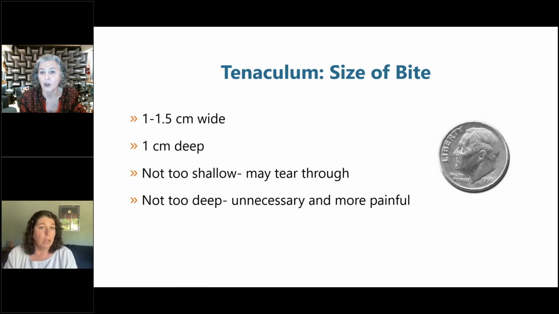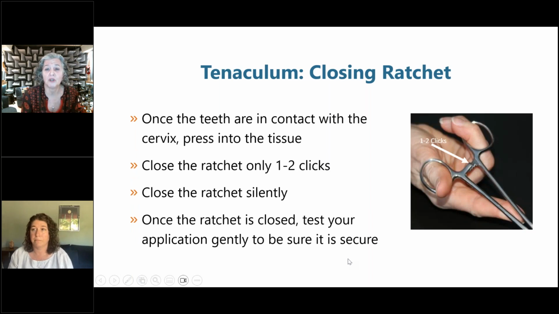So to make it hurt less, you want to have not a very large bite, 1 to 1.5 centimeters, 1 centimeter deep, not too shallow because it'll tear through, but not too deep because it will be painful. Make sure that when you close the ratchet, you do it silently. So you lift off the tenaculum and close it without making any sound.